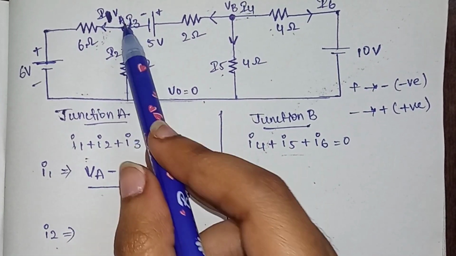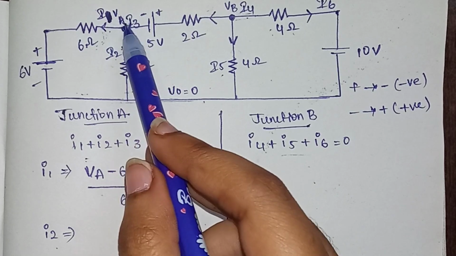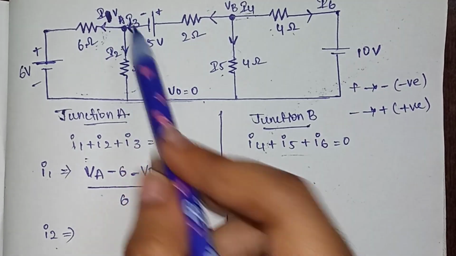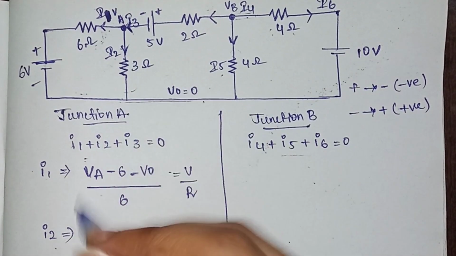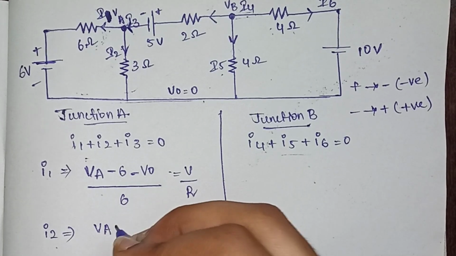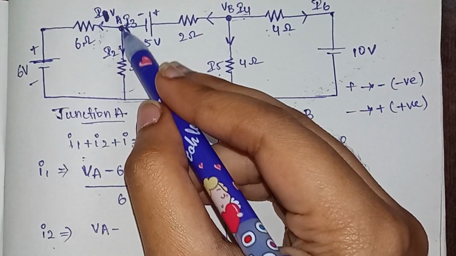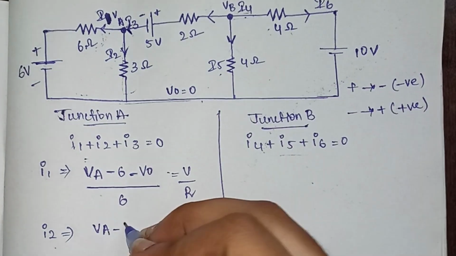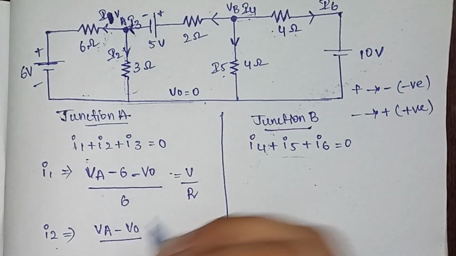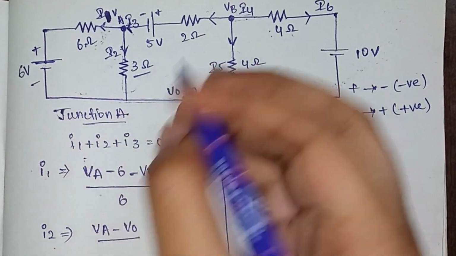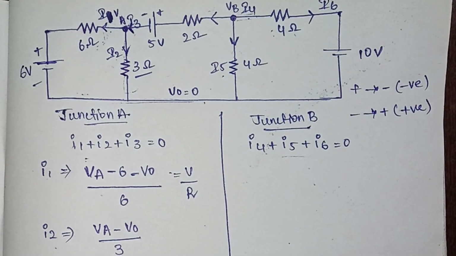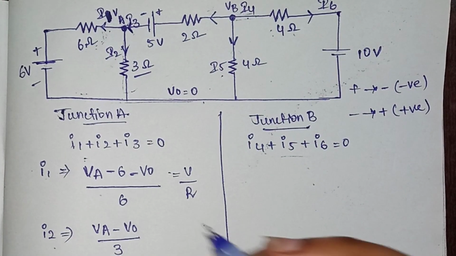Now what is our I2? This is our I2. So from VA, it is moving in this direction. So VA minus, from VA it is going to V0. So VA minus V0 by, what is the resistance we are having? 3. So this is our second equation.